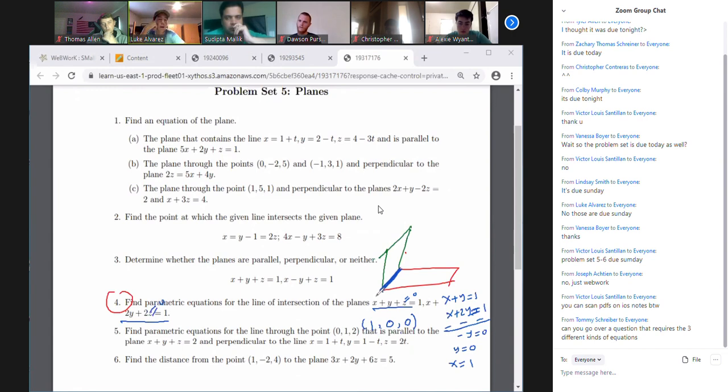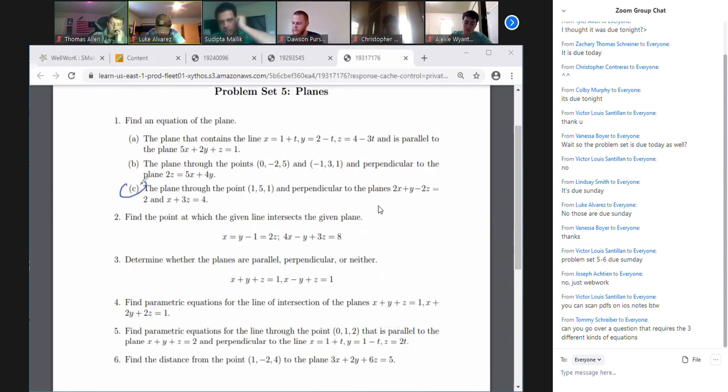Could we go over 1C really quick from problem set 5? One C, what does that say? A plane through the point and perpendicular to the planes, both planes.